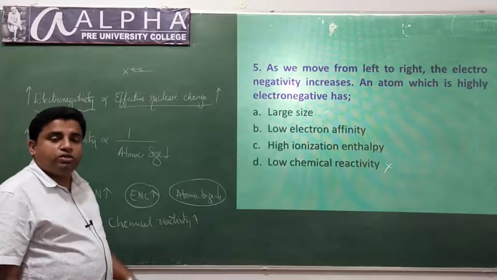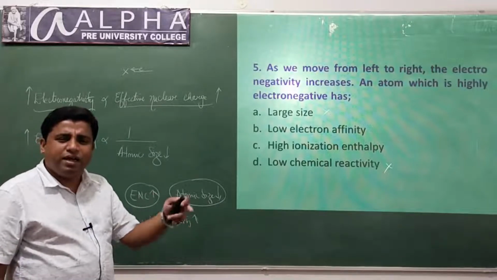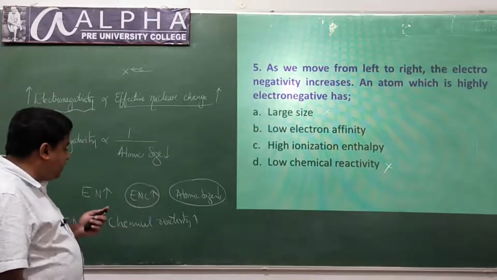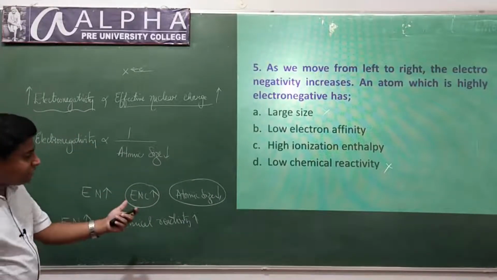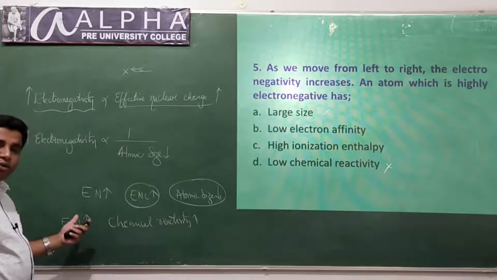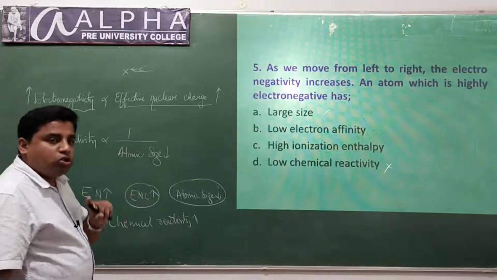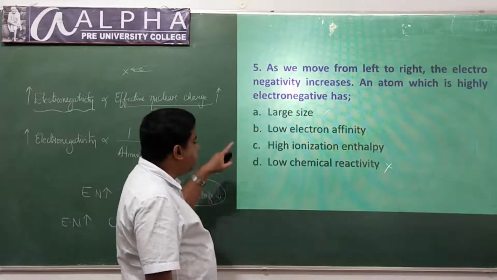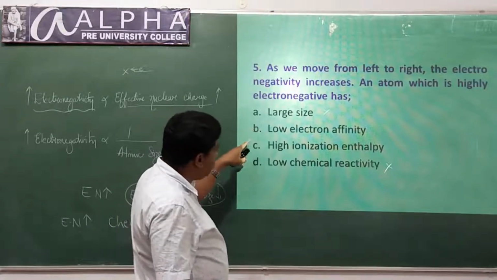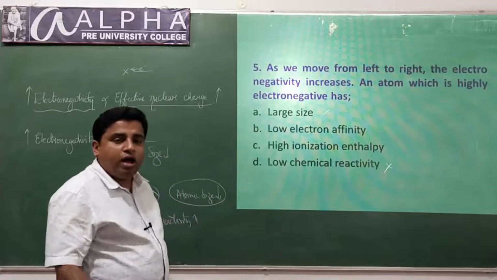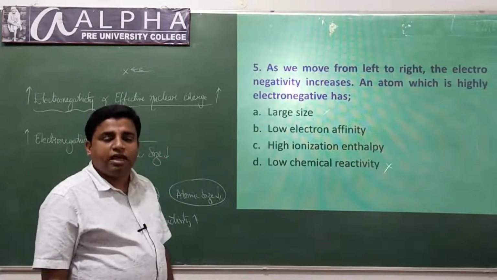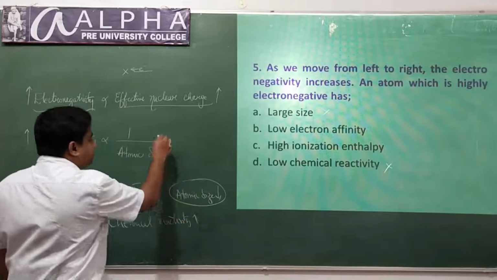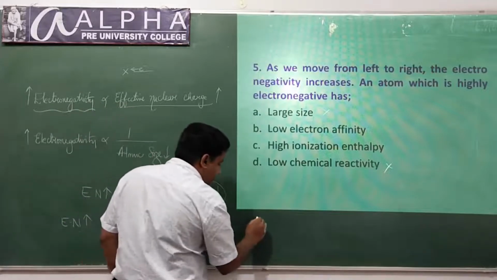Because highly electronegative elements will be highly reactive, they should have least atomic size and be highly reactive. So contrary to that, option A and option D are not the correct answer. Then we should go with option B and option C. We know along the period ionization enthalpy also increases. Is that correct? Along the period, look here. Let me write it here.